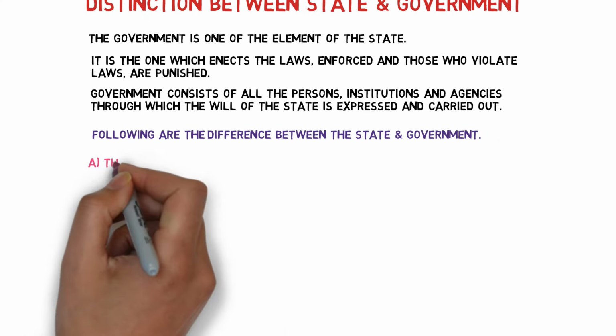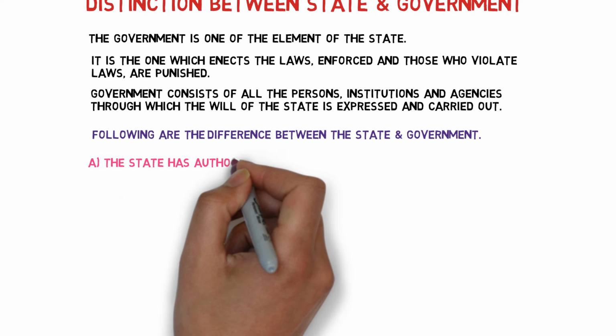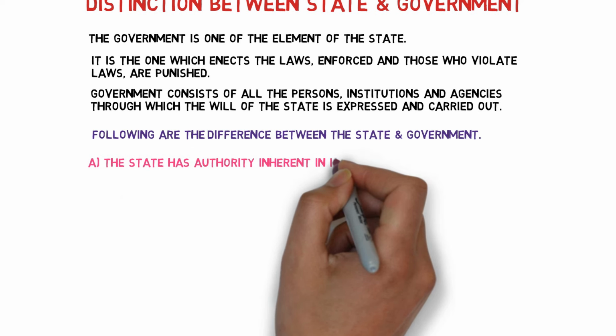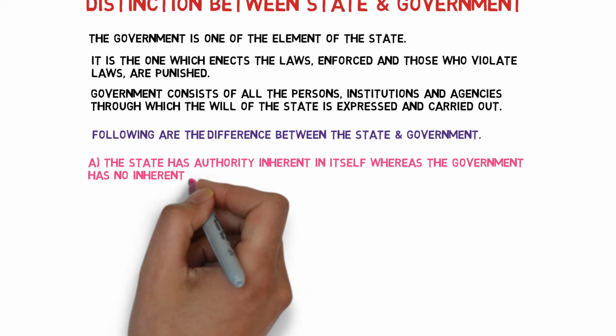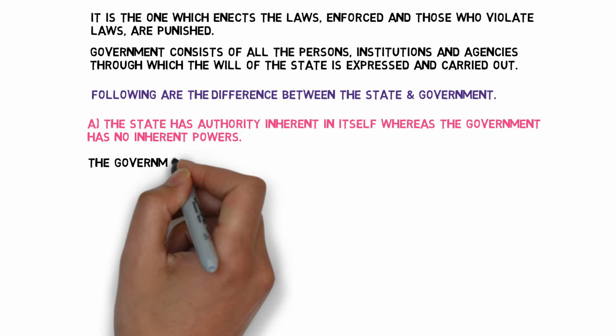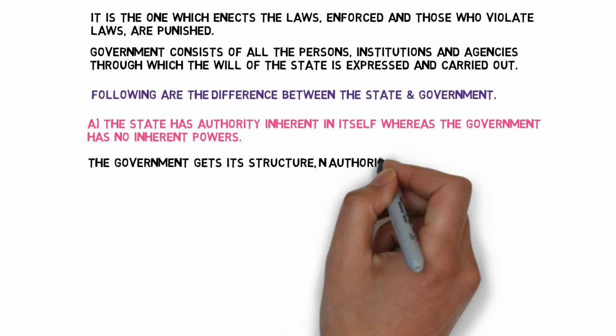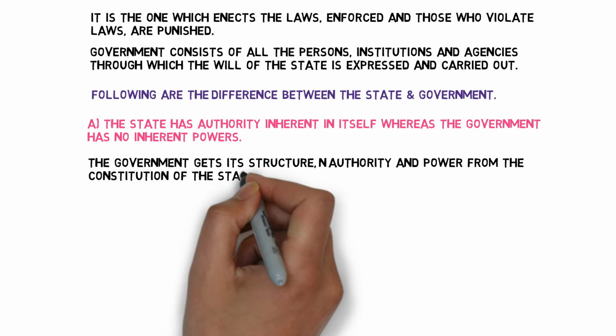So, let us begin with the points. A. The state has authority inherent in itself, whereas the government has no inherent power. The government gets its structure, authority and power from the constitution of the state.